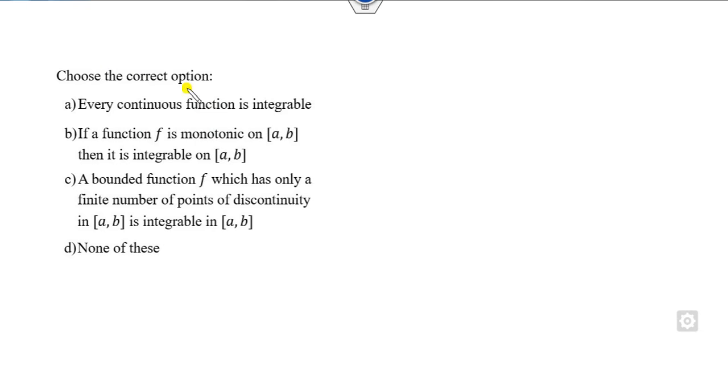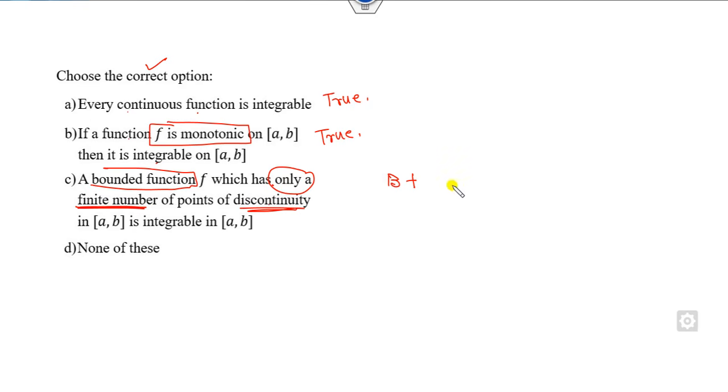Choose the correct option. Every continuous function is Riemann integrable: correct statement. If the function is monotonic, then it's Riemann integrable: that's correct. A bounded function which has only a finite number of discontinuities is integrable is also a correct statement. That's the simple shortcut tip I mentioned earlier, at the start of the video, which is directly the question here.